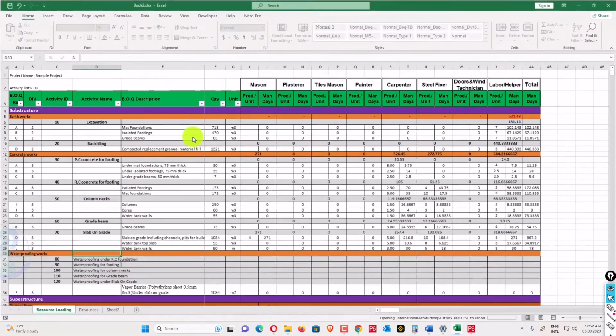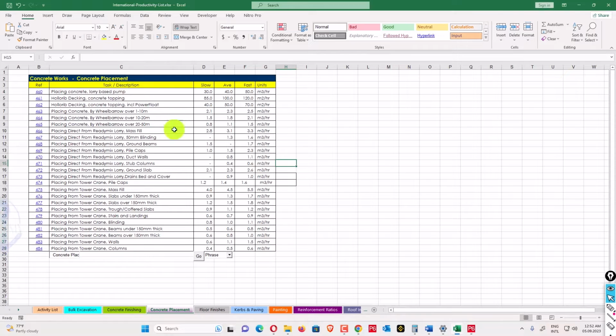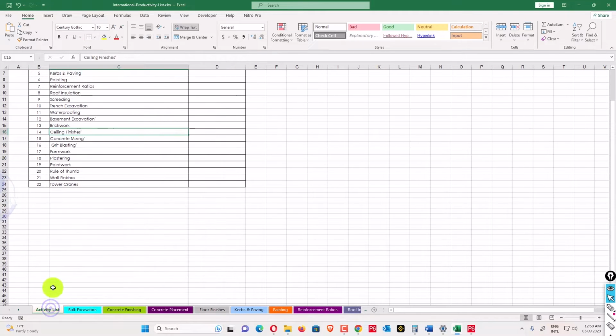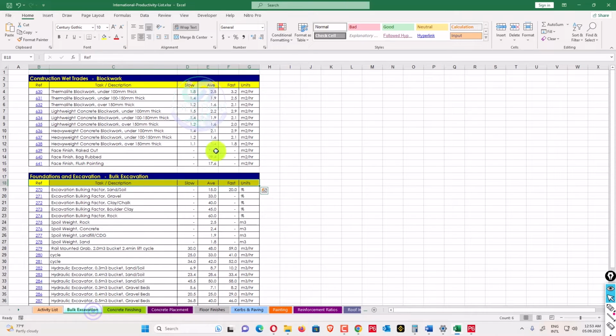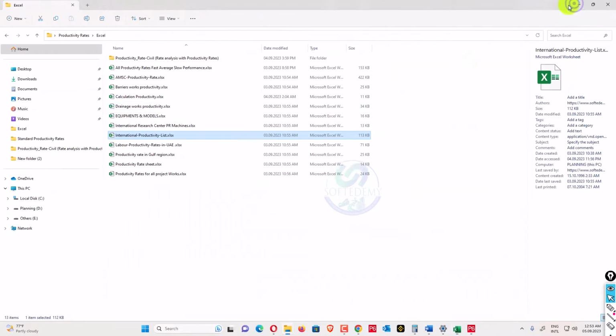It's similar to what I have already done, but it has been divided into different sheets. The complete activity list includes bulk excavation, concrete finishing, concrete placement, full floor finishes, curb and paving. All the productivity rates have been given. I will show you something similar: slow, average, fast, which I discussed with you before at the top.